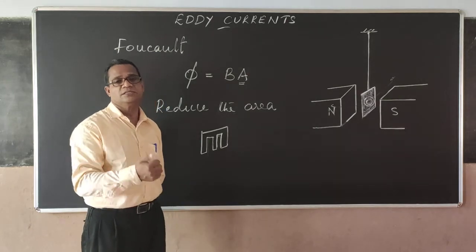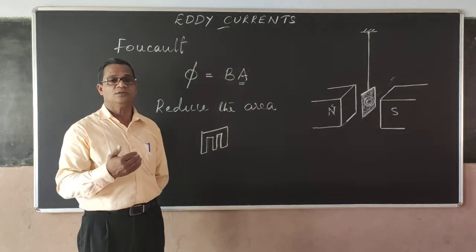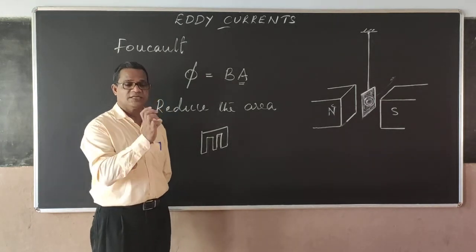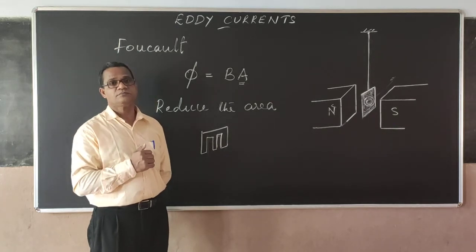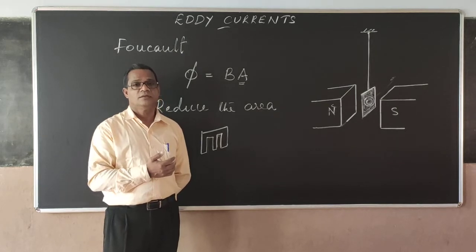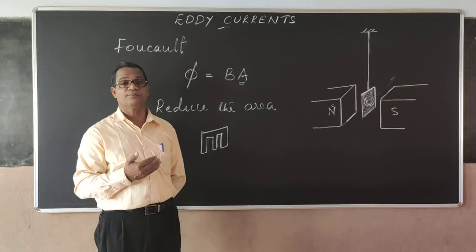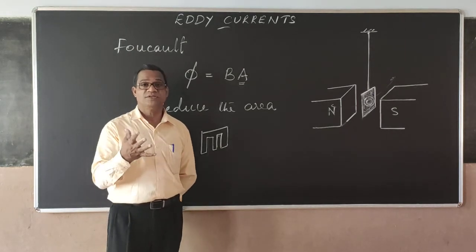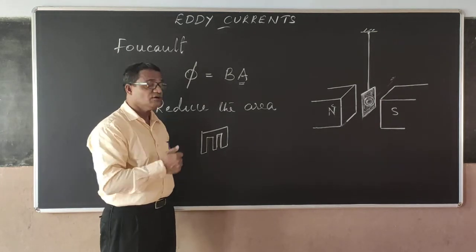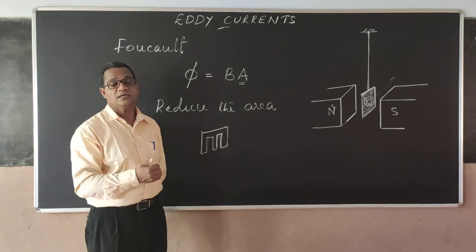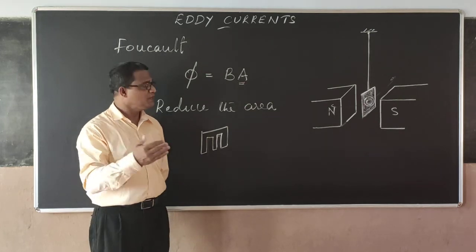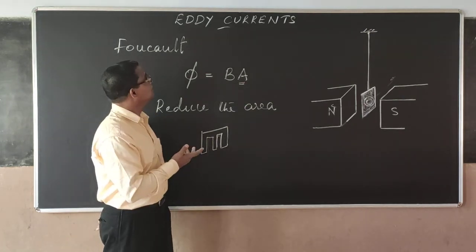Applications are many. Using the damping effect, you can use it in the deadbeat galvanometer, where oscillation can be stopped all of a sudden. Then the locomotive brake system. Then the induction furnace: if you require a high temperature for melting metals, we use an induction furnace. In that, these kinds of currents are created to get a large amount of heat. Like this, you can find many applications for eddy currents.